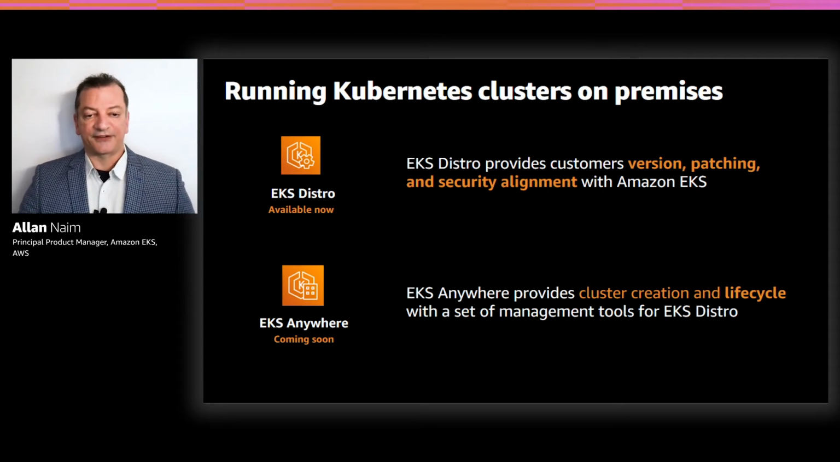EKS Anywhere creates clusters based on the EKS Distro, the same Kubernetes distribution used by Amazon EKS for clusters on AWS. Customers will be able to automate cluster management, reduce support costs, and eliminate the redundant effort of having to use multiple tools for operating Kubernetes clusters. And it's fully supported by AWS. EKS Anywhere will be available in the second half of 2021.